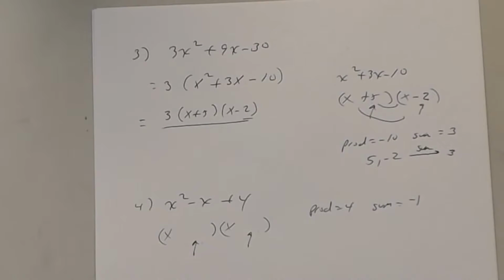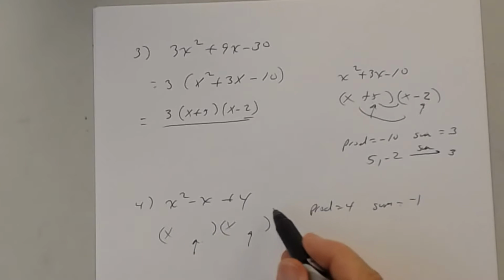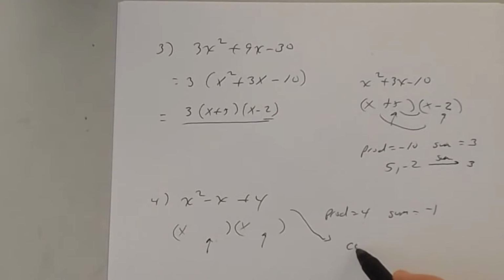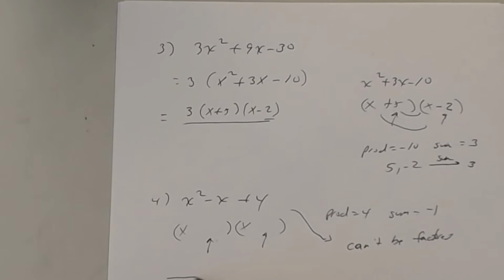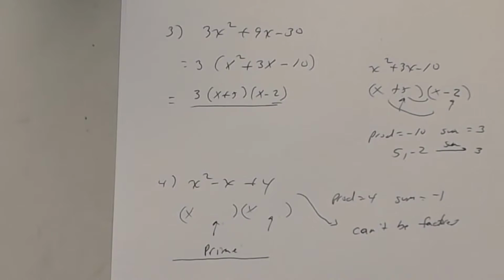Very good. So at least one person remembered last class period that this cannot be factored. Right? It cannot be factored. But what did you write in the blank? Prime. So you'd say prime. Cannot be factored. All right, number 5.